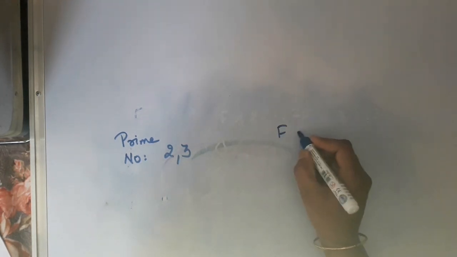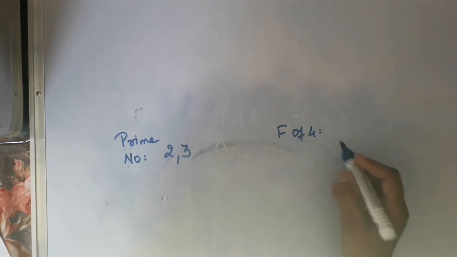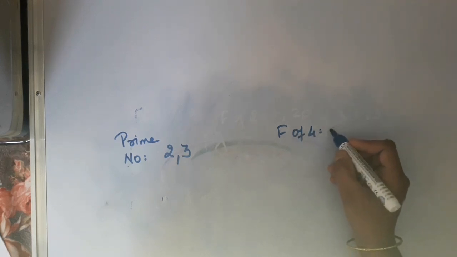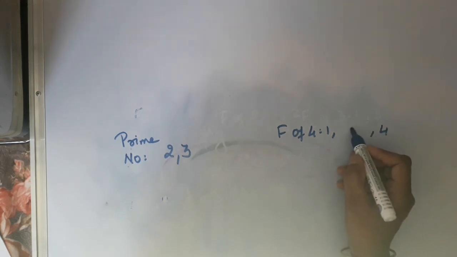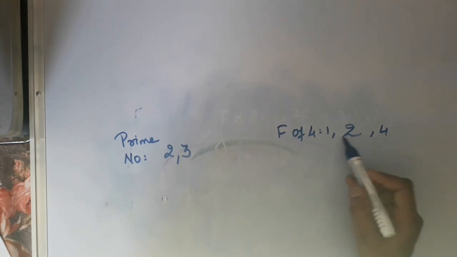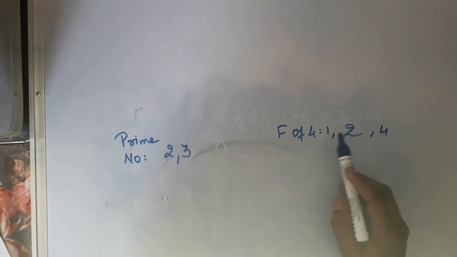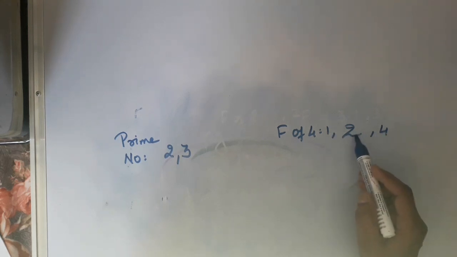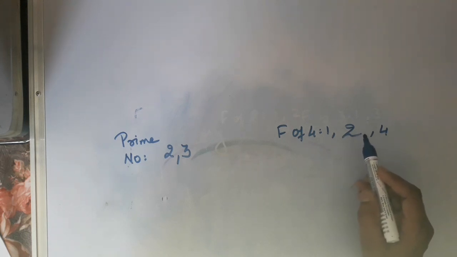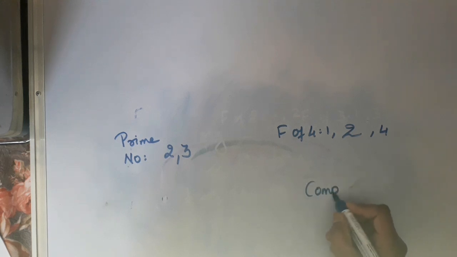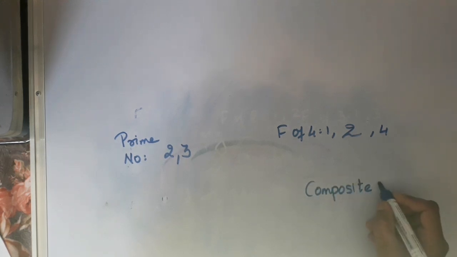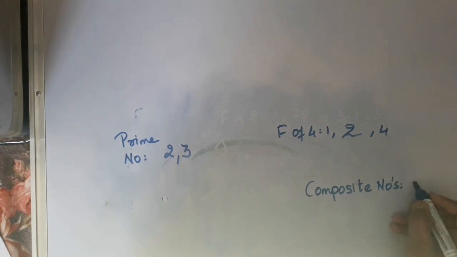Then we will go ahead. Let's find the factors of 4. It means 4 comes in which table? So 1 fours are 4 and 2 twos are 4. So 2 we will not repeat. So 1, 2 and 4. It has more than two factors. So 4 is not a prime number. It is a composite number. So composite numbers have more than two factors, right?